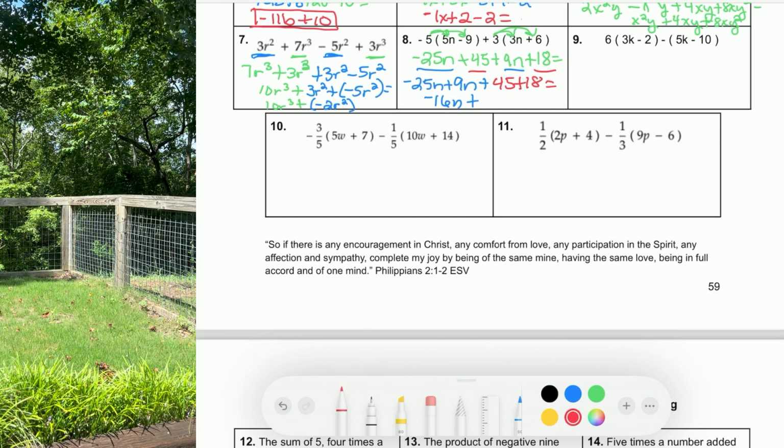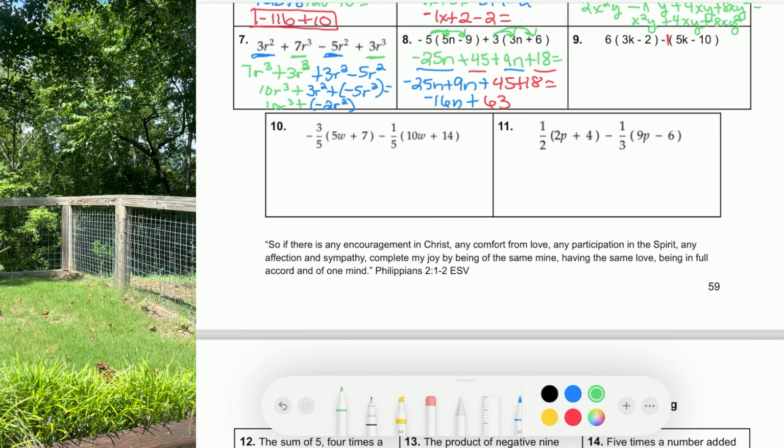45 plus 18 is 63. And we are done. Now let's look at number 9. We have 2 parentheses, and we're going to distribute with both of those parentheses. But what I want to point out is that right behind this minus sign here is an invisible 1. So stick a 1 there, just so you don't forget it.